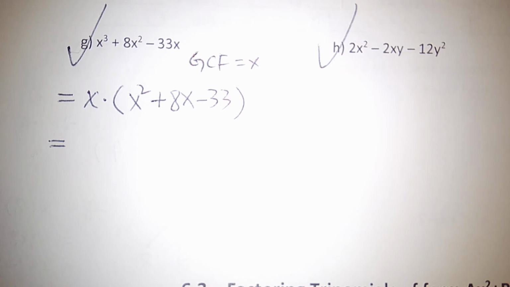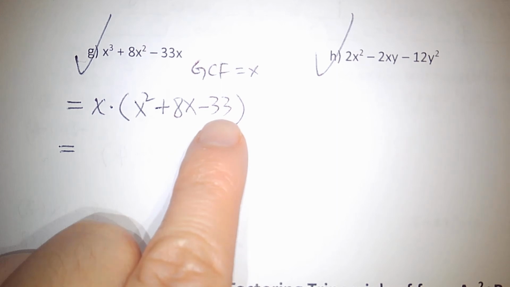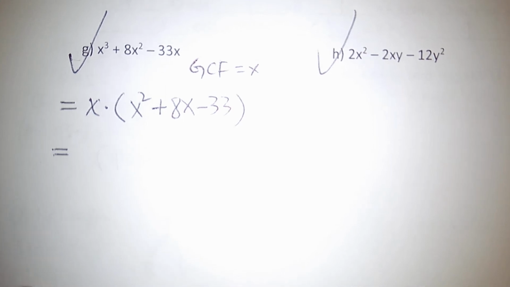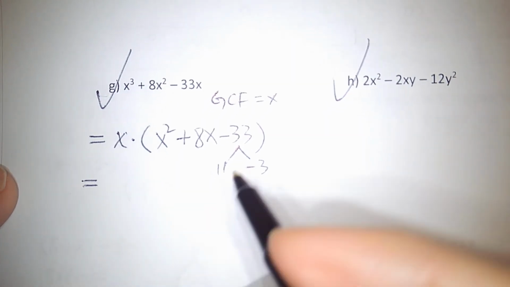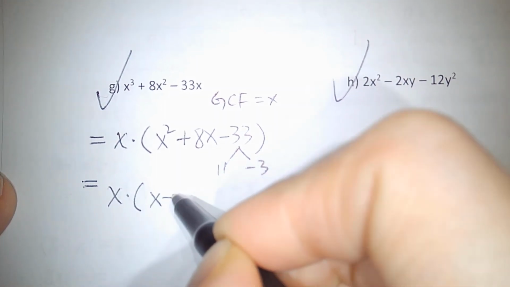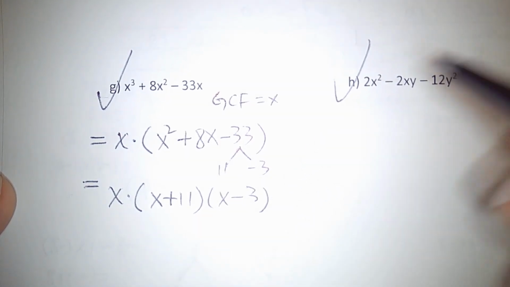And 3, 11 and positive 3. Yeah, it should be positive. Wait, when we factor -33, we should have 11 times -3, right? Yeah, 11 times -3, yes. So we can factor this trinomial as x plus 11 times x minus what? 3.